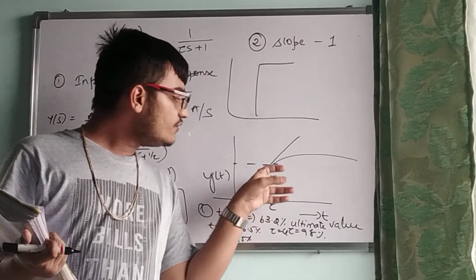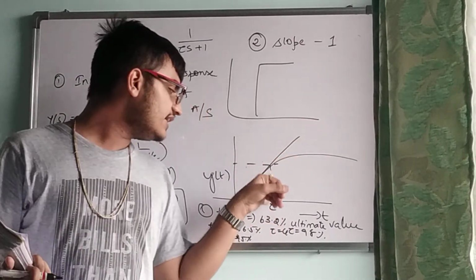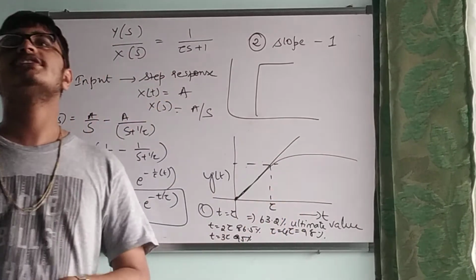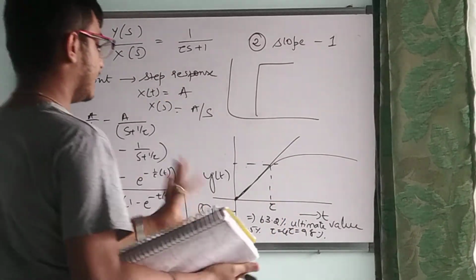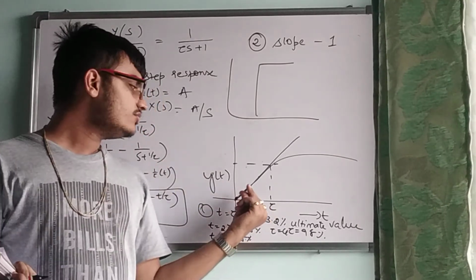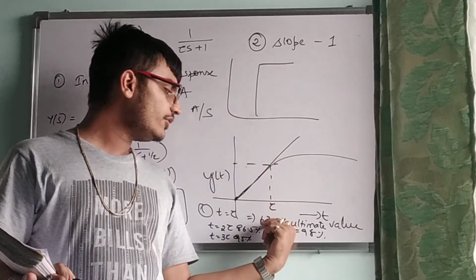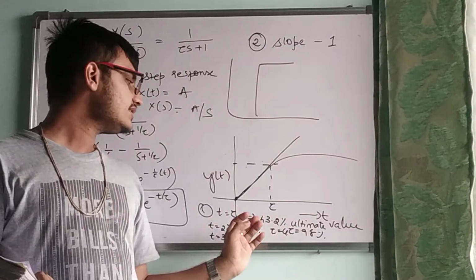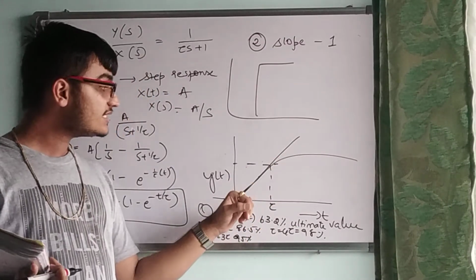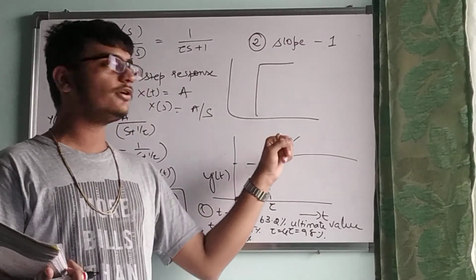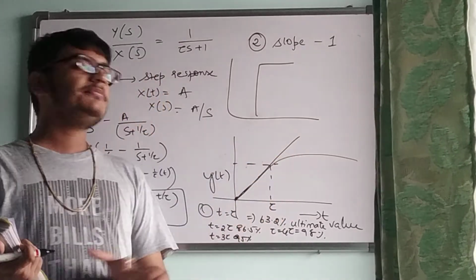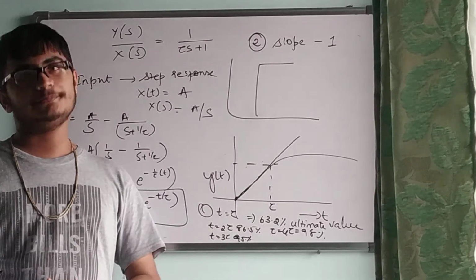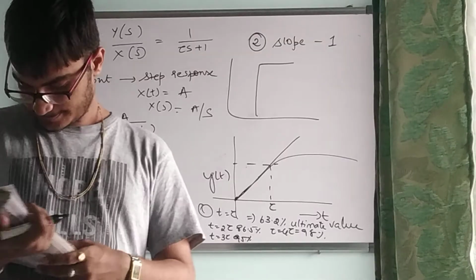If it is continued with the same response, then at t is equal to tau only you get 100% reading. Your process completes there. Actually, it is reading 63.2% of its ultimate value, because there is some change in the response. If the same response is followed throughout the process, then within t is equal to tau only it will read 100% of its value. The process gets complete.